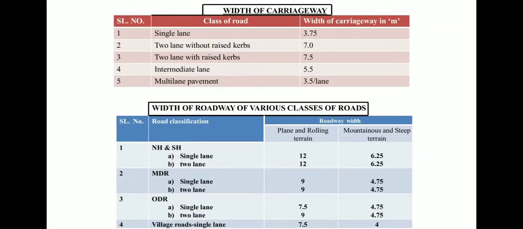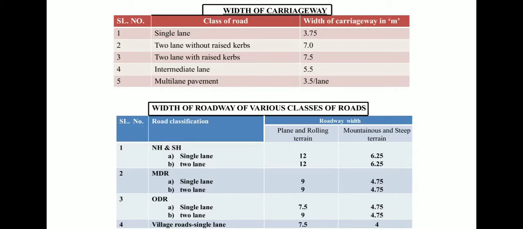Now next is width of carriageway. What is width of carriageway? Here in tabular form we have seen that there are different types of road like single lane, two lane, then two lane with raised curbs, two lane without raised curbs, intermediate lane, multi lane, right? So depending upon the type of road we have various widths of carriageway in meters. So here we will list them down one by one.